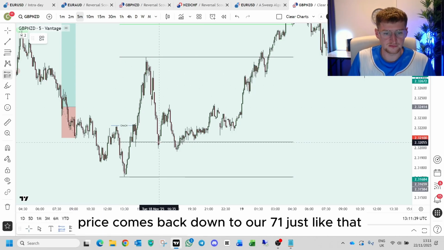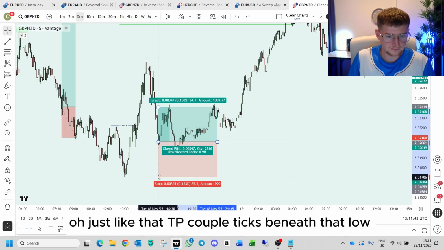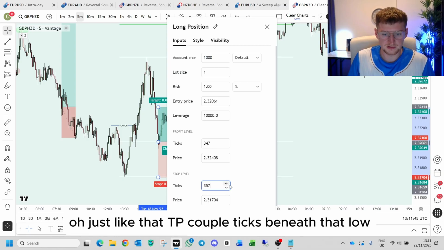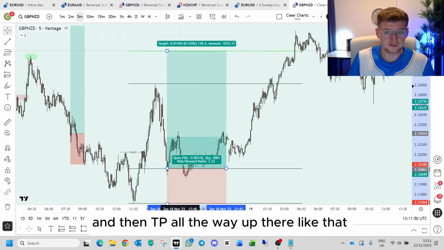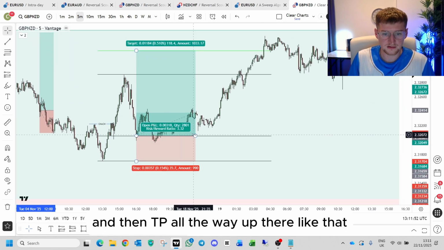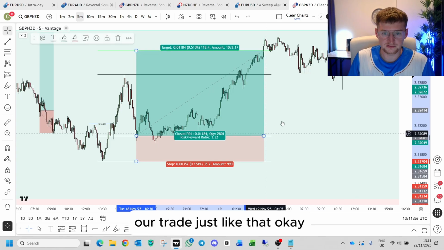Price comes back down to our 71. Just like that. Oh, just like that. Stop loss a couple ticks beneath that low, and then TP all the way up there like that, giving us a nice lovely 3.3 hour trade, just like that.